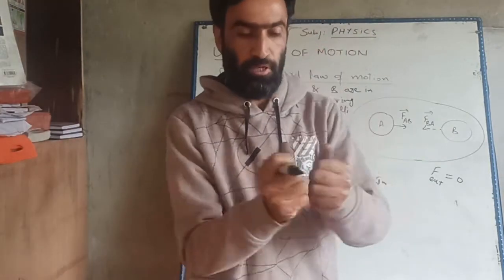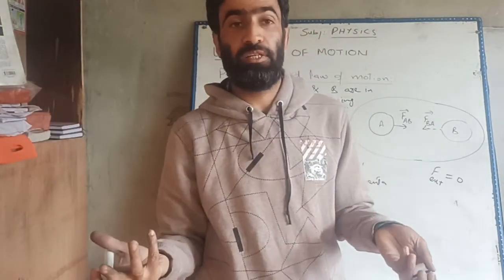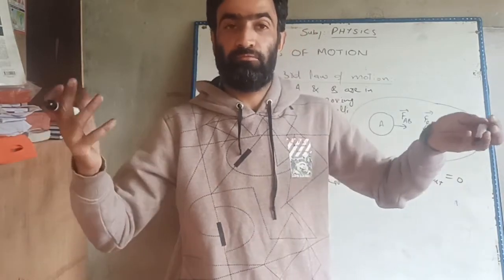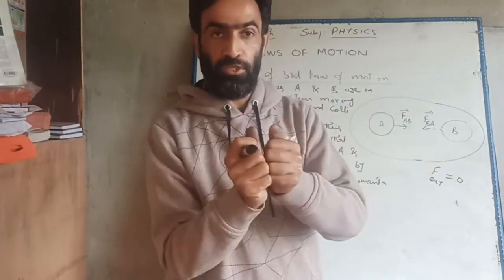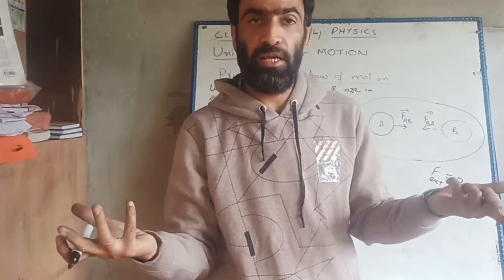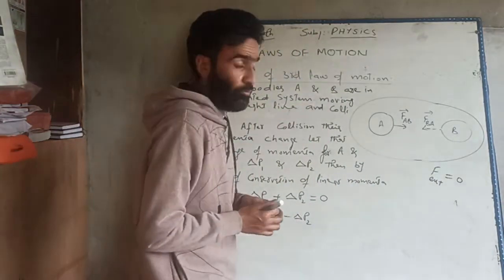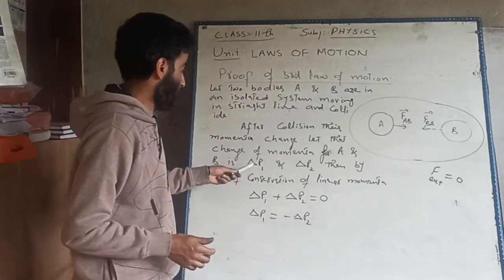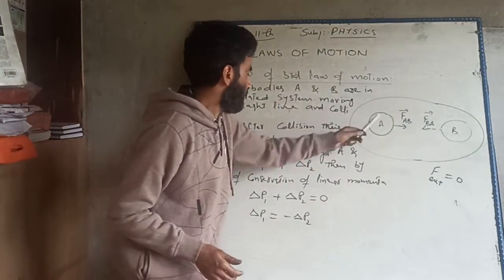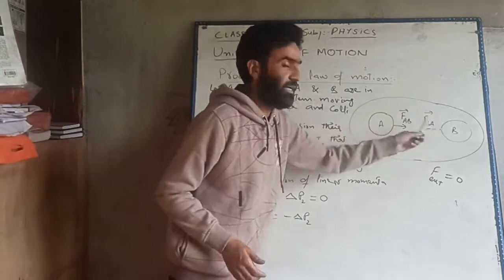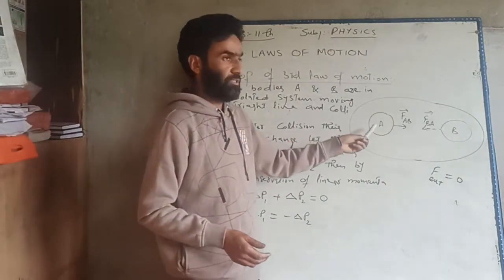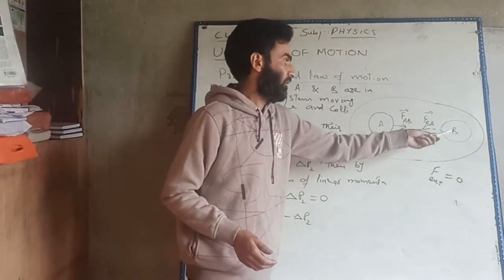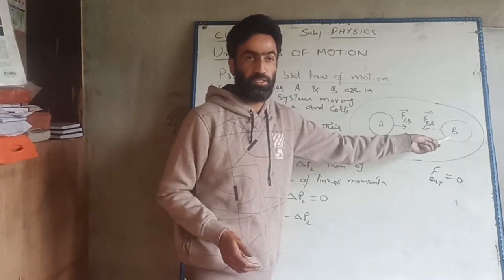After collision, what will happen? There will be a change in momenta. If there was one value of momenta in the bodies, now after collision, it is clear that the momenta will change. So the change in momenta will be denoted by delta P1 for this body, delta P2 for this. Delta means the change, and P1, you know, is the momentum. So for this, the change in momentum is delta P1, and for this, the change in momentum is delta P2.